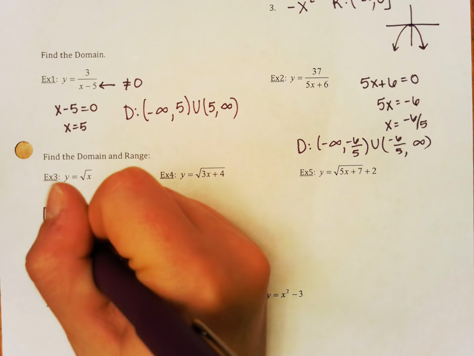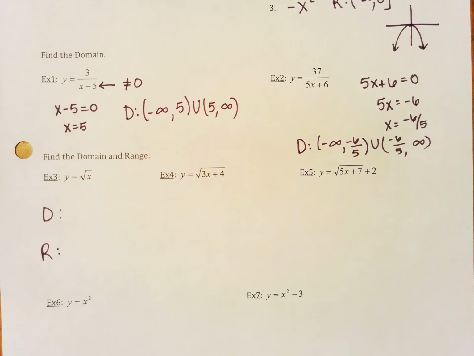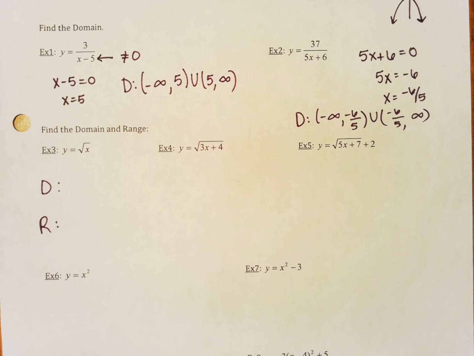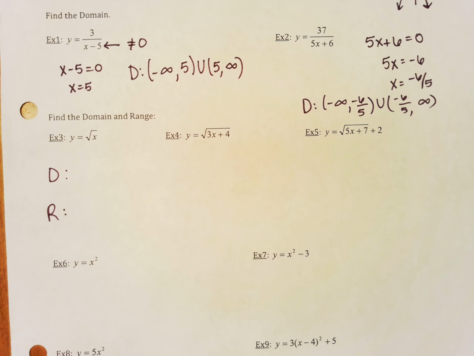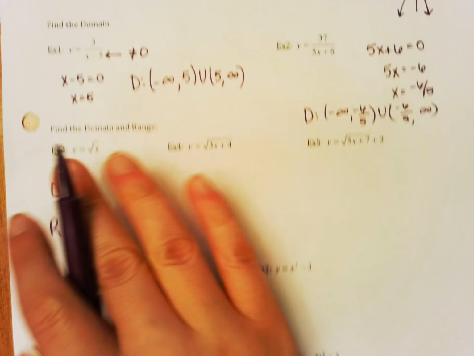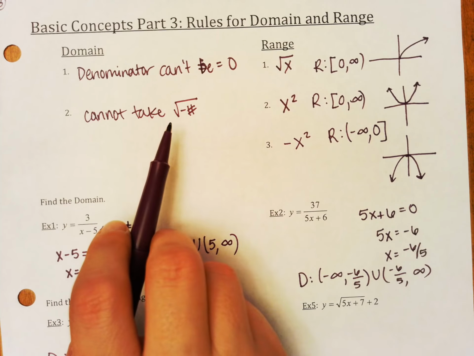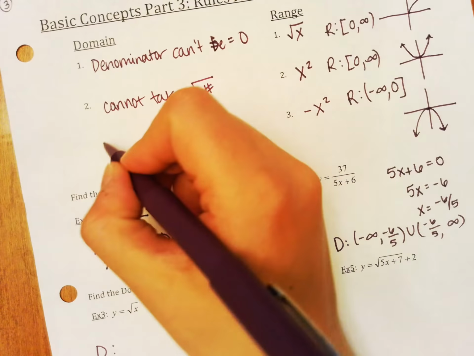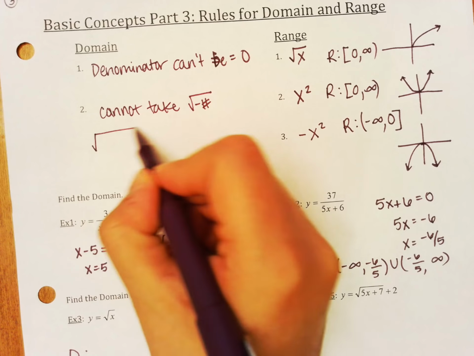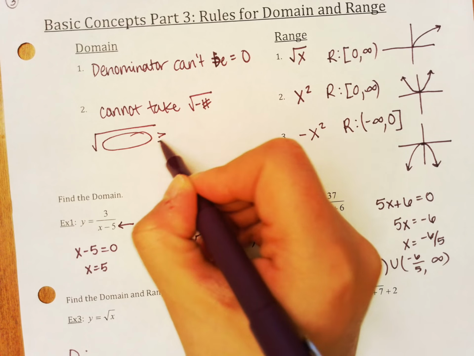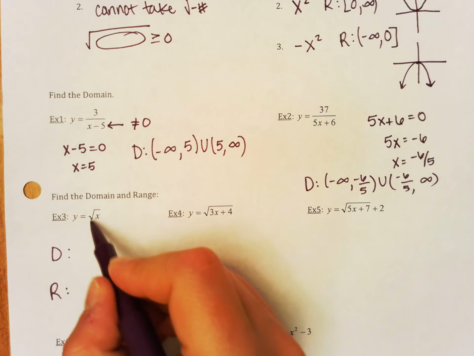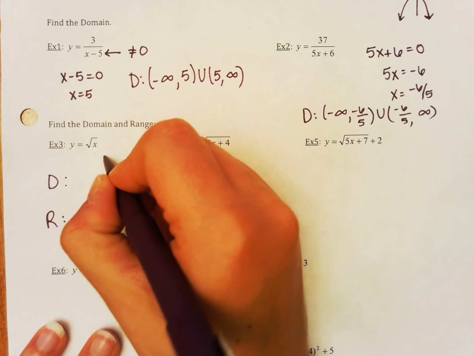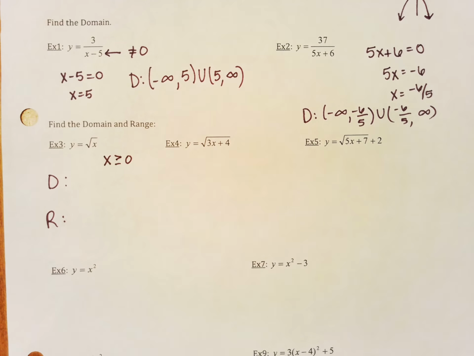Okay, we're going to find the domain and range for both of these. Looking at example 3, we're looking at the square root of x. We're thinking, what values can I actually plug into this? This is one of our issues: we can't take the square root of a negative number. So anything under the square root has to be greater than or equal to 0. That's what we're going to look at. So this stuff underneath the square root, which is x, has to be greater than or equal to 0.